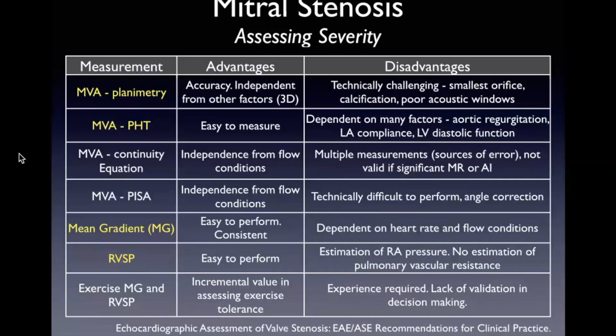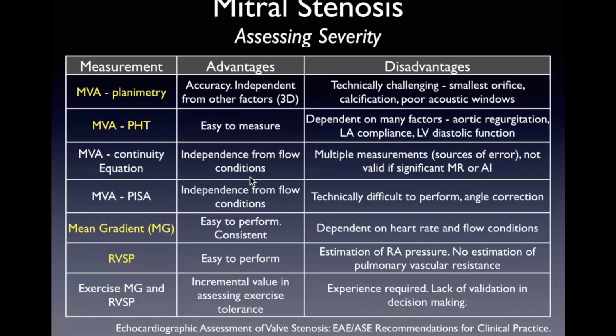So in terms of all the different things we look at to assess severity, mitral valve area by planimetry can be accurate if done correctly. It's independent of other factors, especially if you use 3D technology. But it's technically challenging. You want to try and measure that smallest orifice. Tracing around calcification is difficult, and there are poor acoustic windows. Pressure half time is relatively easy to measure if it's a fairly linear slope, but it's dependent on so many factors. Aortic regurgitation can shorten the pressure half time. LA compliance and LV diastolic dysfunction can also affect the pressure half time.